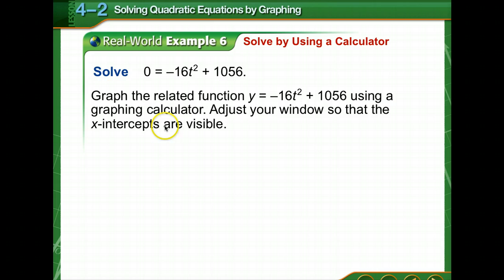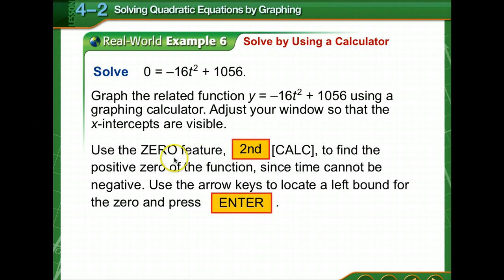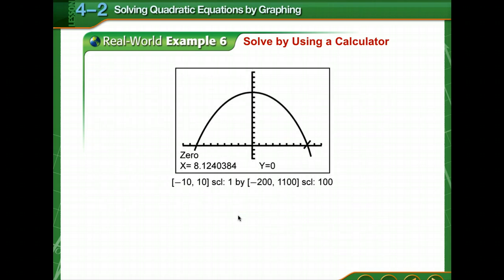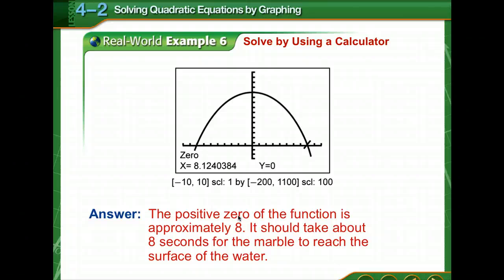You may have to adjust your window so that the x-intercepts are visible. So you might have to adjust your x-min or your x-max. Then to use the zero feature, second calc, to find the positive zero of the function, since time cannot be negative, use the arrow keys to locate a left bound for the zero and press enter. Then locate a right bound and press enter twice. There you go. The positive zero of the function is approximately 8. It should take about 8 seconds for the marble to reach the surface of the water. There you go.